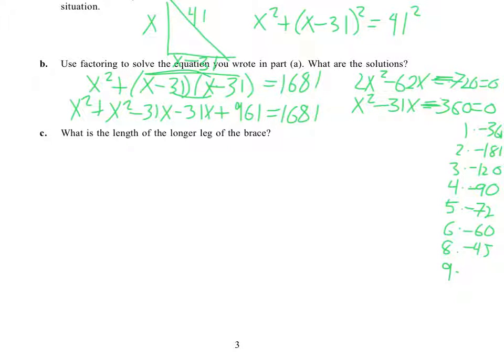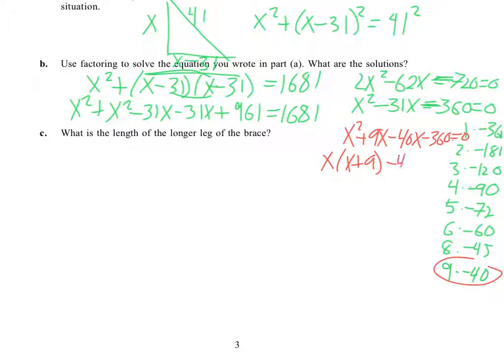9 times negative 40, and there we have our winner. I'm going to change colors so we can keep track of this. x squared plus 9x minus 40x minus 360 equals 0. And we get x times (x plus 9) minus 40 times (x plus 9) is equal to 0.